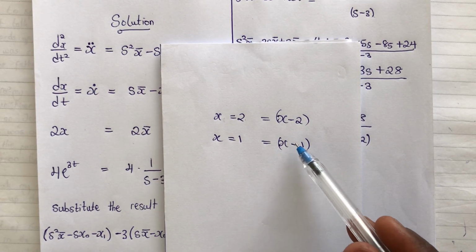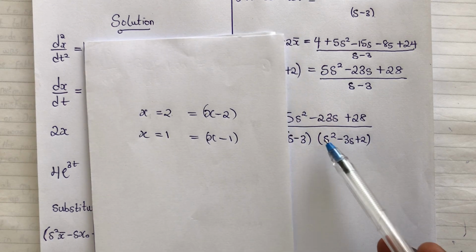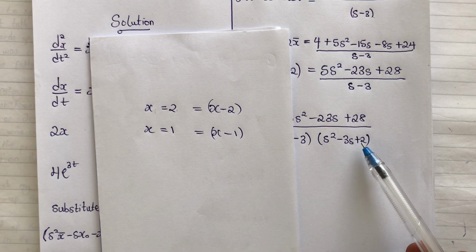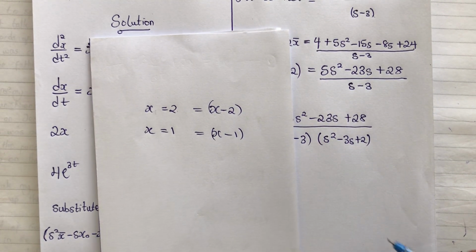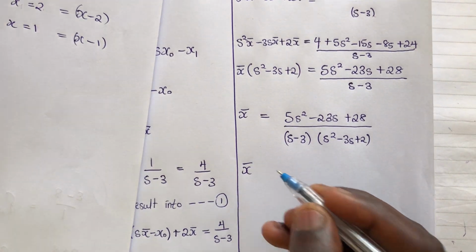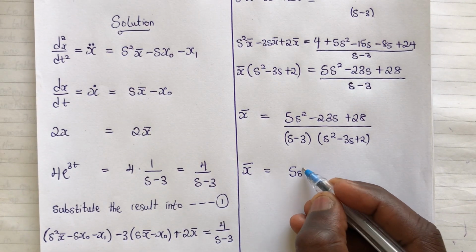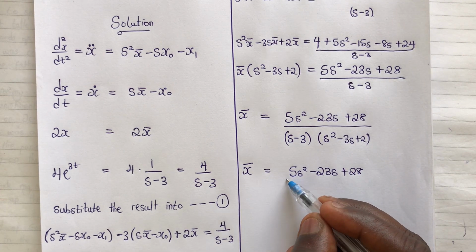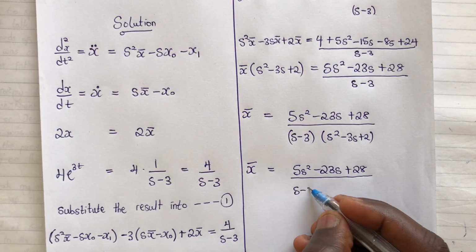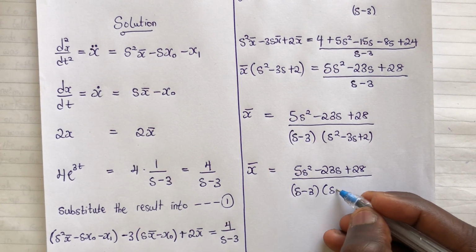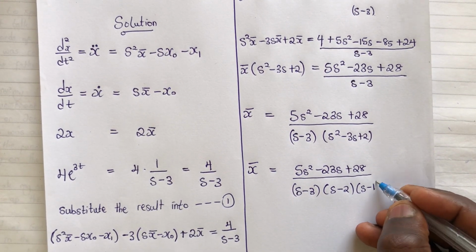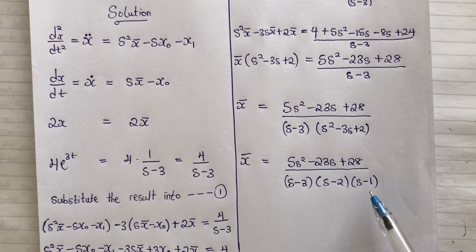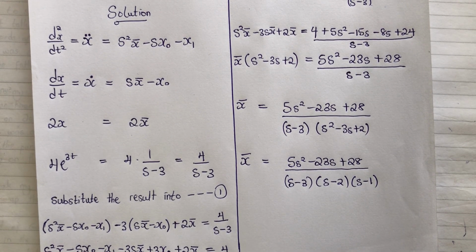So now these are our roots. x minus 2 times x minus 1 will generate the equation that we have here. Okay, when we multiply it, we generate it. So we can replace s squared minus 3s plus 2 with s minus 2 times s minus 1. So now x bar is equal to 5s squared minus 23s plus 28 divided by s minus 3, then the first root we got, s minus 2, and then s minus 1. Okay, so now these are our roots. So now that we have been able to deduce this into this form, we can now switch to partial fractions.